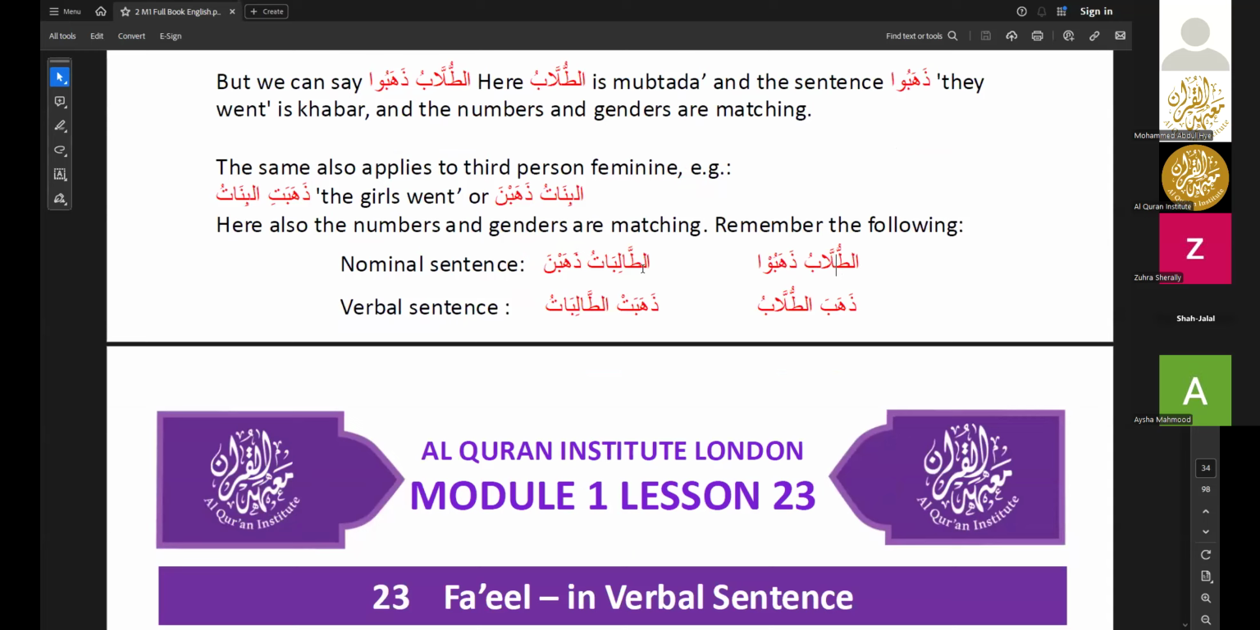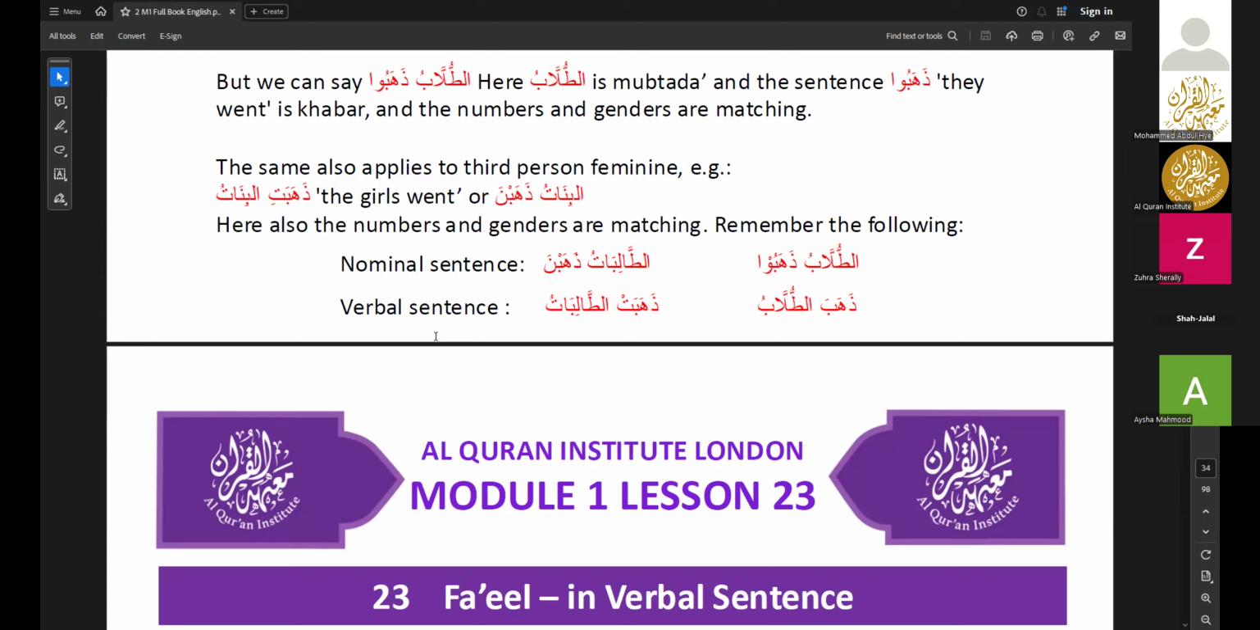In at-talibatu dhahabna, here we can see it is feminine and jam'u. So the verb is again feminine and jam'u, plural. Because it's a nominal sentence, we are told the number and gender both need to be matched. Whereas in a verbal sentence, it starts with a verb, not the ism.